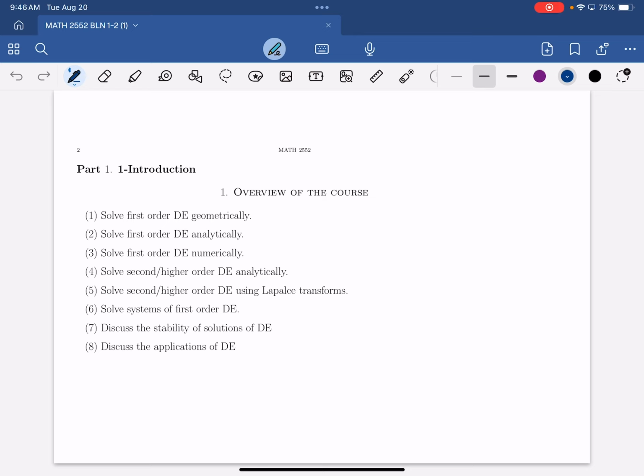So what we're going to do in this course is we're going to solve first order differential equations and second order differential equations. Higher order as well, but primarily first order and second order. You're going to solve the first order differential equations using graphical methods, using variable separable, using method of integrating factors, using Laplace transforms, and using numerical methods. So you're going to learn 5 different ways of solving first order differential equations.